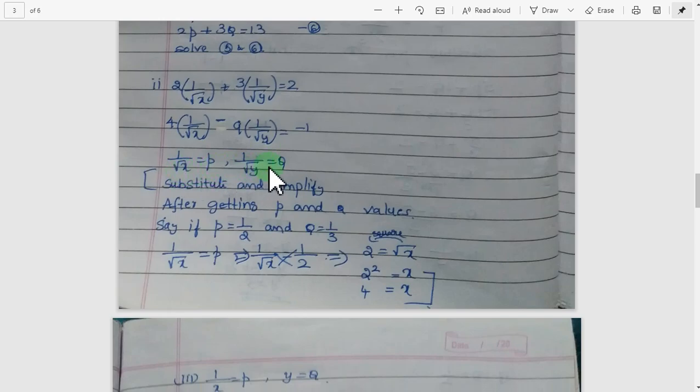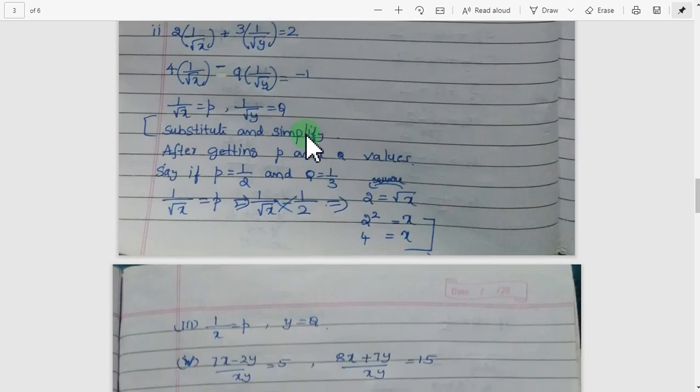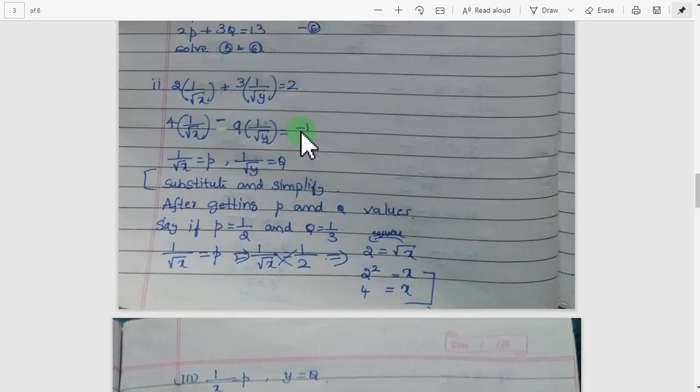Take 1 by root x as p, 1 by root y as q. We will get the equations 2p plus 3q is equal to 2, 4p minus 9q is equal to minus 1. After that, solve those two equations. I have not solved them, you have to solve. You will get the p and q values: p as half and q as 1 by 3.